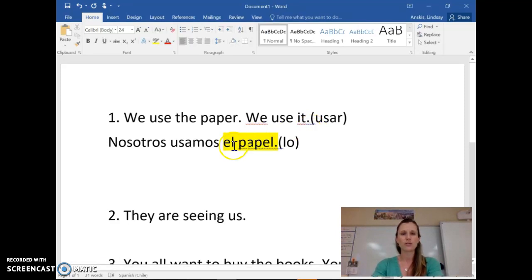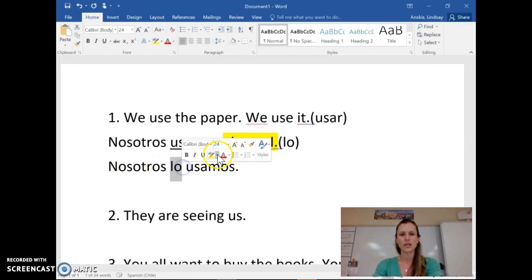How many verbs are there? There's only one verb, usamos, so we only have one placement of the pronoun. If this is a conjugated verb, and we know that pronouns go before conjugated verbs, so it would be nosotros lo usamos. And that says we use it.